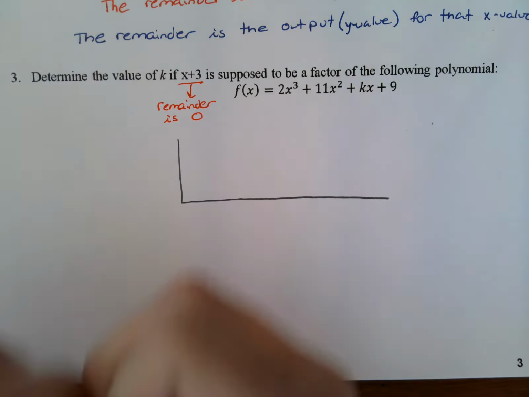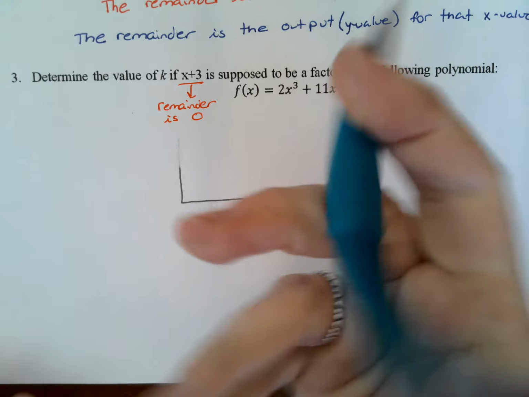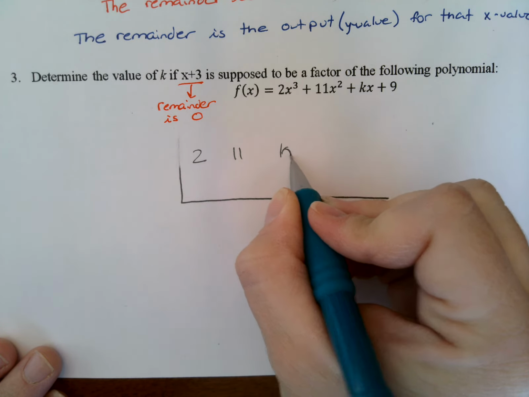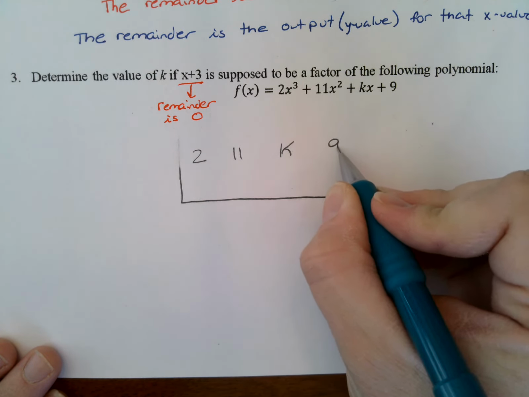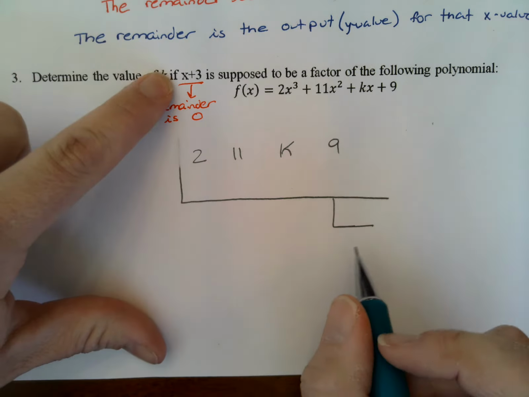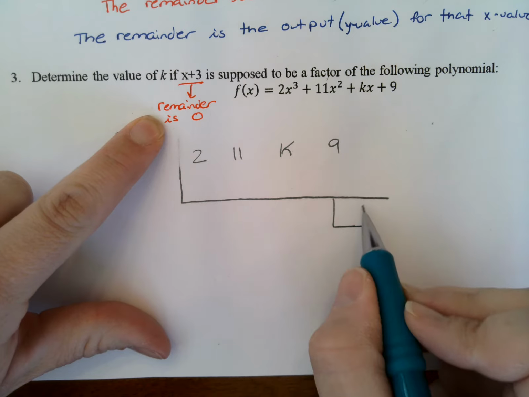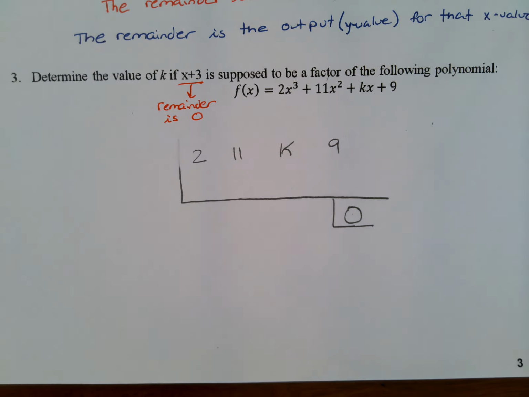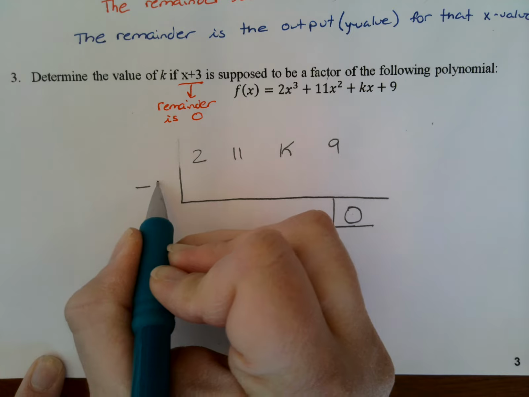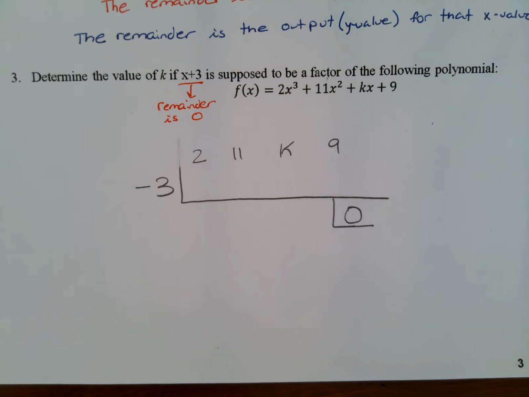So I'm going to make this line just a little shorter. I've got 2, 11, k, and 9. Okay. I know because it says it's a factor, the remainder is 0. So I automatically know that's a 0 right there. I already know. I say it's a factor, so you know that's 0. We also know if x plus 3 is the factor, that means x equals -3 is what we're going to be using here.